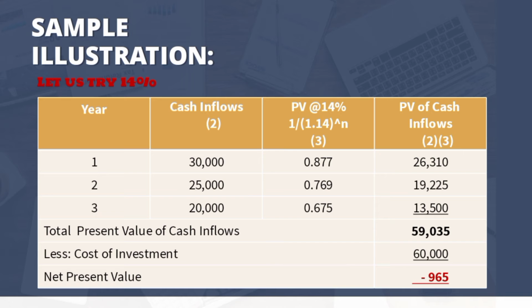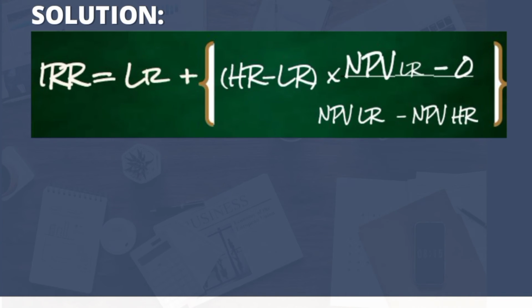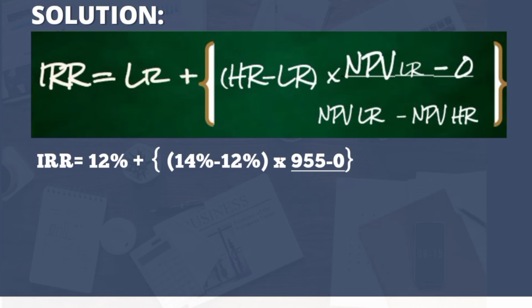So, let us summarize these points. We have here the solution. Internal rate of return, or IRR, is equal to LR plus HR minus LR, multiplied by NPV LR minus 0, over NPV LR minus NPV HR. So, substitute lang natin yung values katulad nung ginawa natin kanina sa previous illustration. So, we have here IRR: 12% plus 14% minus 12%, times 955 minus 0 over 955 plus 965.